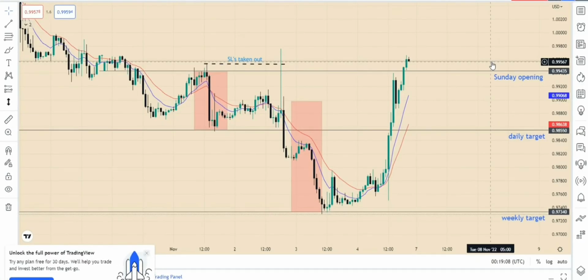So Sunday, when the market opens again, I'll mark out the hourly candle, and I'll explain how you can repeat that same process to take a trade next week.